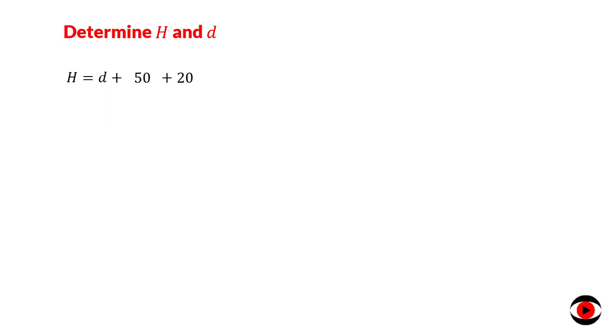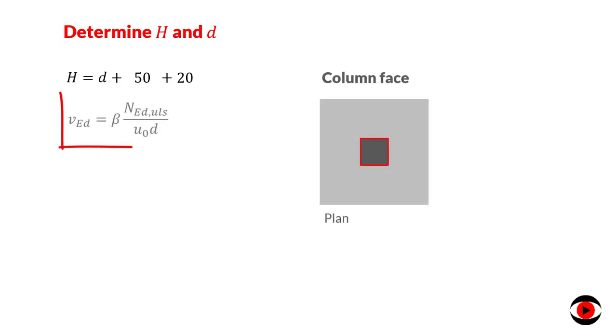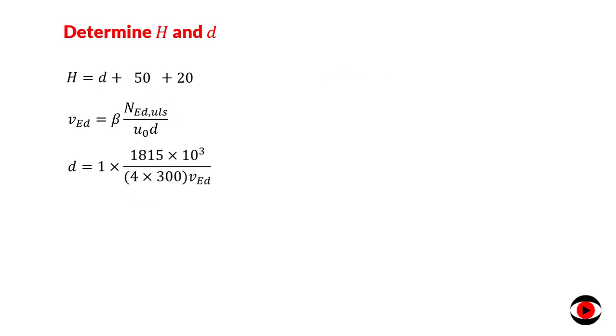To determine the effective depth, we use the equation of shear stress at the face of the column. In this equation, beta is equals to 1 when no eccentricity of loading exists. U0 is the perimeter of the column and it is equals to 4 times 300. NED is the ultimate design load which we found to be equals to 1815 kilonewton. Substituting these values and rearranging the equation, we get effective depth equals to this.